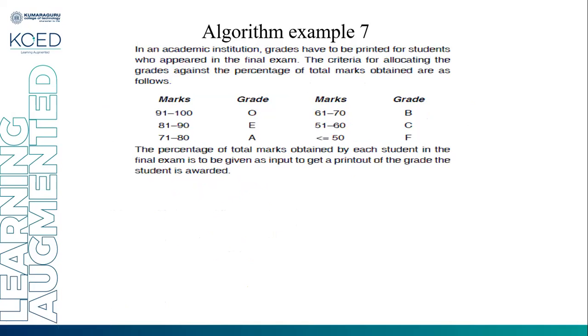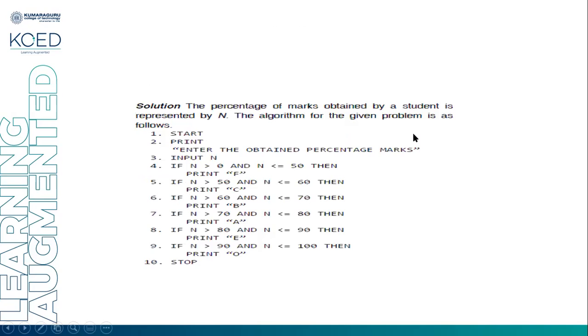Next, we discuss an algorithm to print the grade sheet for the final examination. The criteria are given below. If a student obtains marks from 91 to 100, the grade is O. 81 to 90, that means greater than 80 and less than or equal to 90, is E grade. 71 to 80, A grade. 61 to 70, B grade. 51 to 60, C grade. Less than or equal to 50 is F, that means fail. For this, we have to write an algorithm.